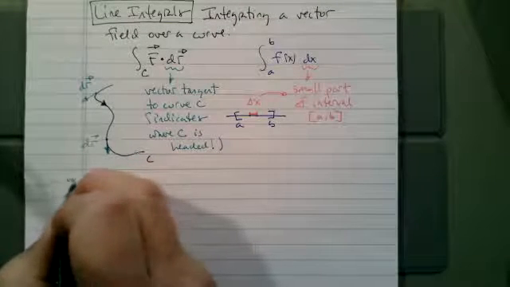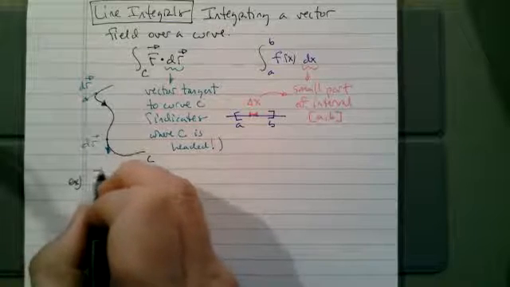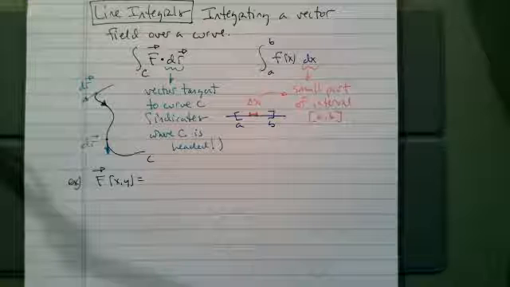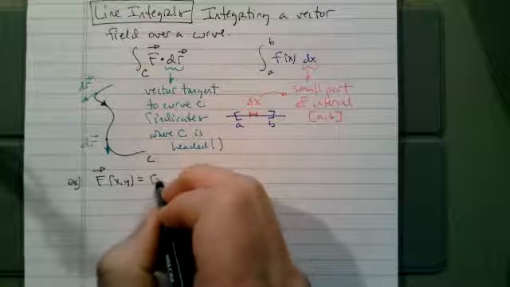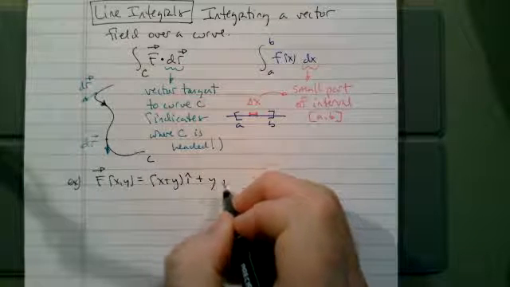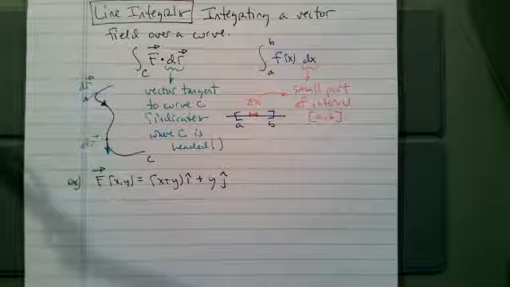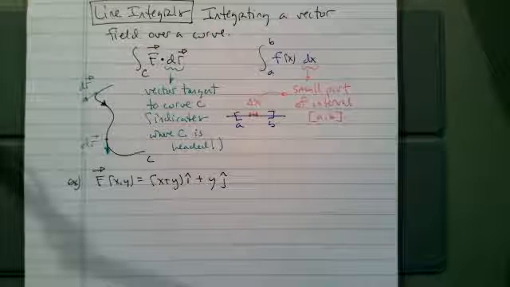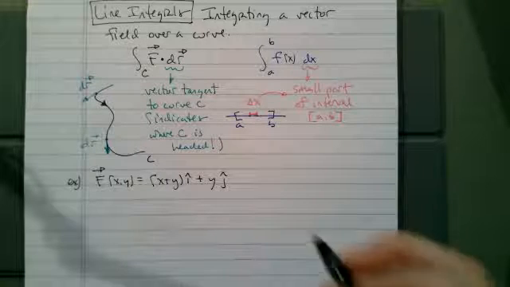So let's suppose that our vector field f at x, y is, let's see, x plus y in the i direction plus y in the j direction. So here's the vector field that we're going to be integrating. And let's suppose that c is going to be the quarter circle counterclockwise from the x-axis to the y-axis.